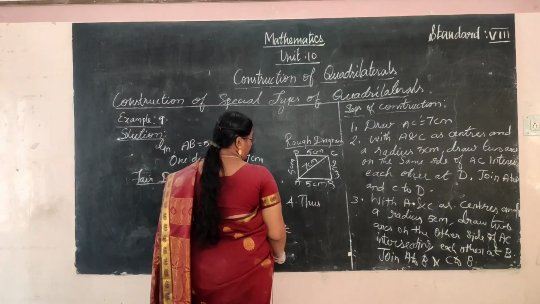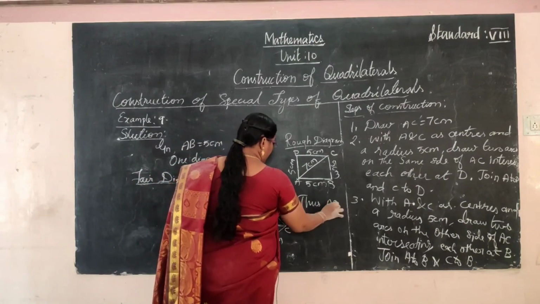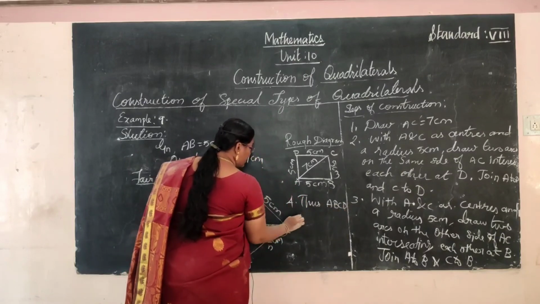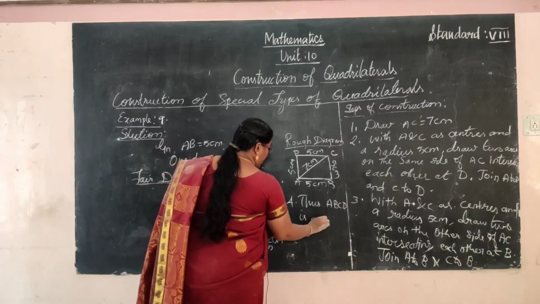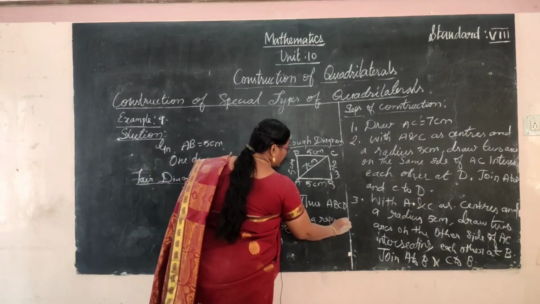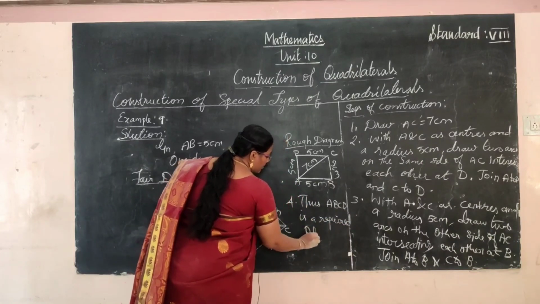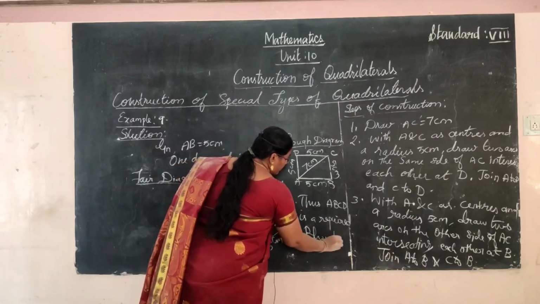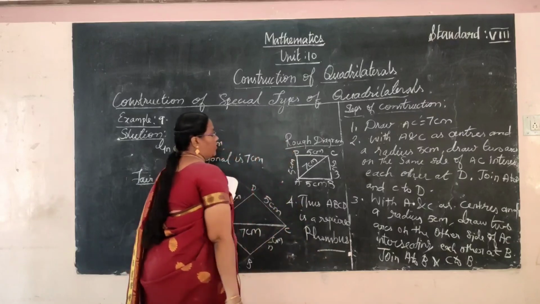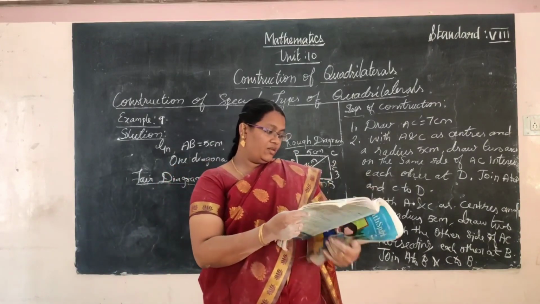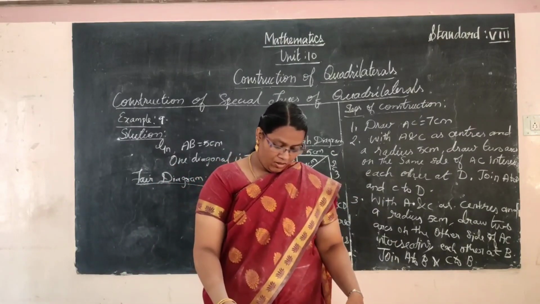Thus ABCD is the required rhombus. Okay, so completed. The special types are also completed.